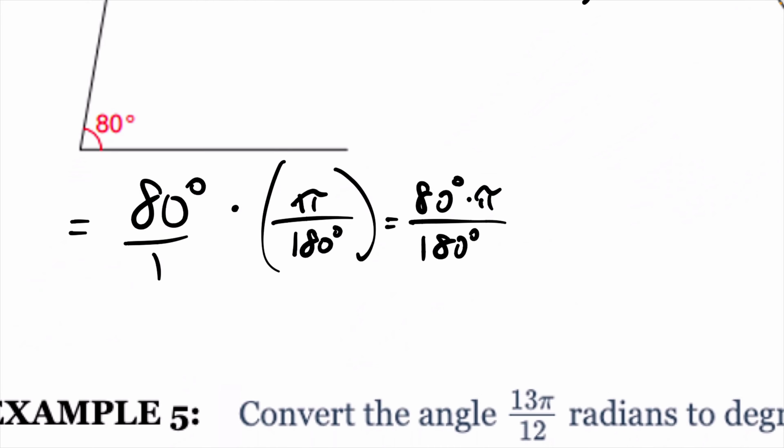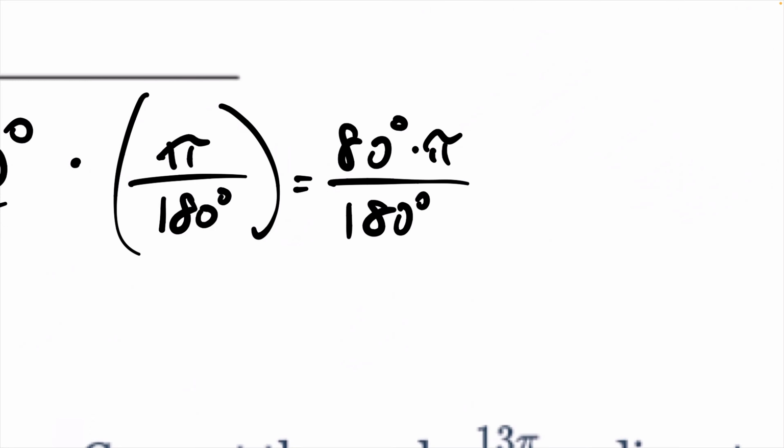Now you're going to do two things. You're going to see if I can cancel anything out, cross anything out, and you're going to see if you can reduce anything. Okay, let's start with crossing anything out. Is there anything on top and bottom that are the same? Degrees, right? Degrees divided by degrees cancel out. No more degrees.